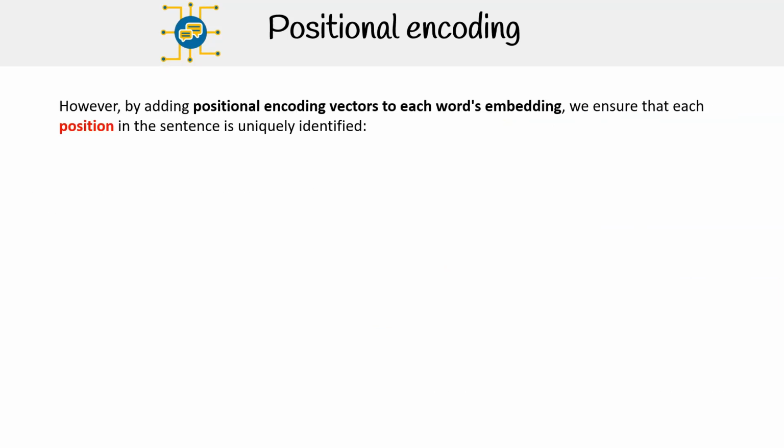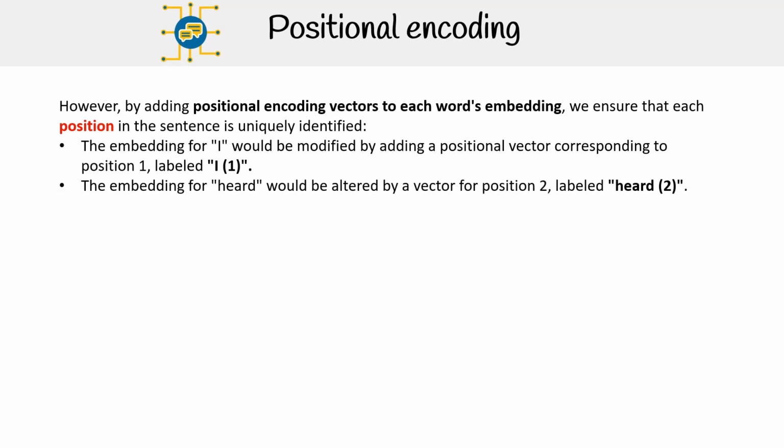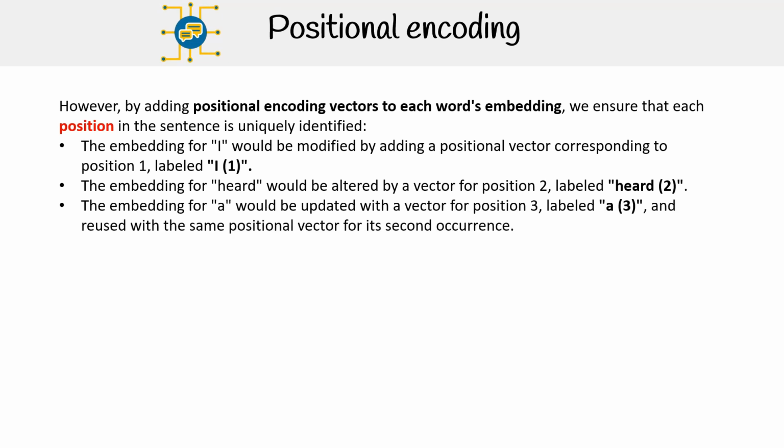By adding positional encoding vectors to each word's embedding, we ensure that each position in the sentence is uniquely identified. The embedding for I would be modified by adding a positional vector corresponding to position 1, labeled I1. The embedding for heard would be altered by a vector for position 2, labeled heard2. The embedding for a would be updated with a vector for position 3, labeled a3, and reused with the same positional vector for its second occurrence.